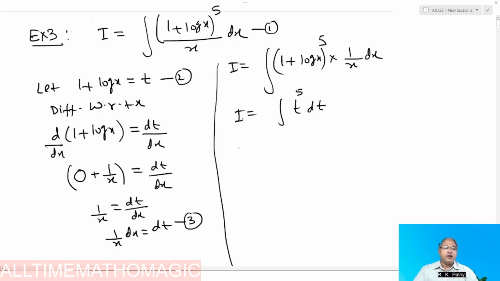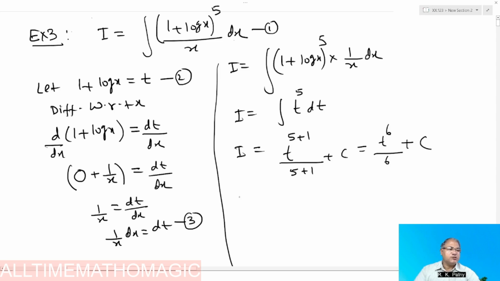After the standard form, integration of t raised to 5 is t raised to 5 plus 1 upon 5 plus 1 plus c, that equals t raised to 6 upon 6 plus c. What is the t value? The t value is 1 plus log x, so it is 1 plus log x whole raised to 6 upon 6 plus c. So this is the solution.